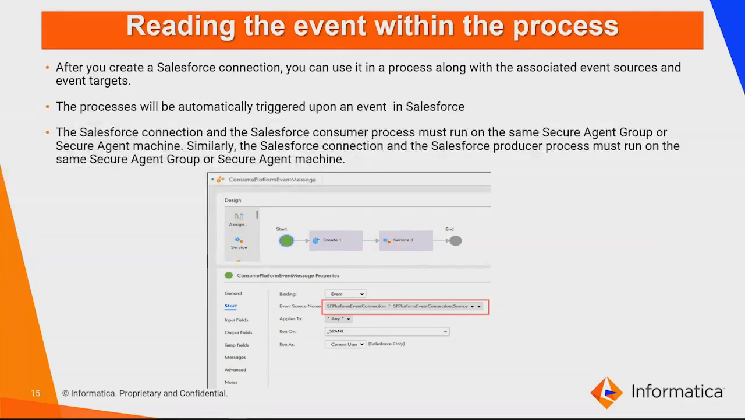So once you have created a connection, you can create a process and select the binding as event, and use event source name to select the connection and the particular source name that you have created within the connection. Make sure that you are pointing the process to run on the same secure agent where your connection is running. Now let us quickly have a look at this in the demo.